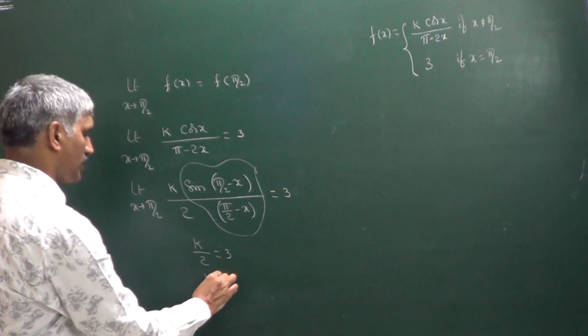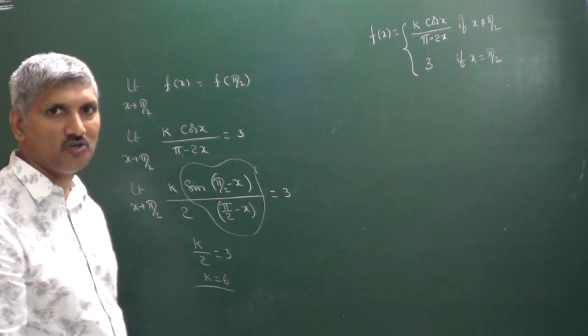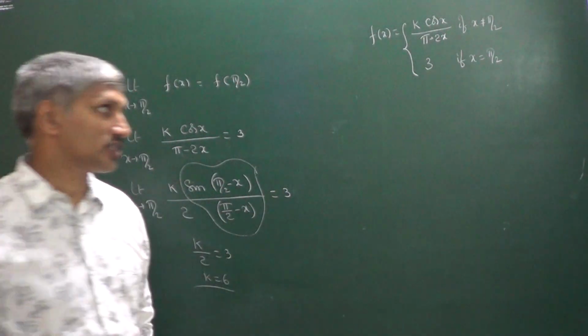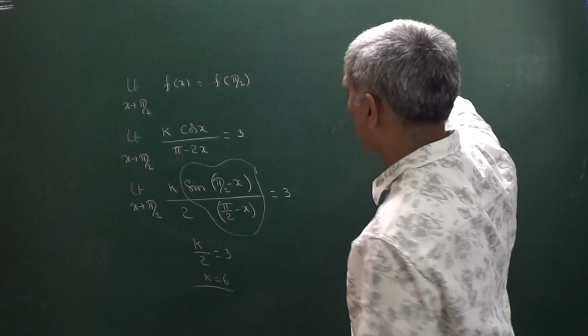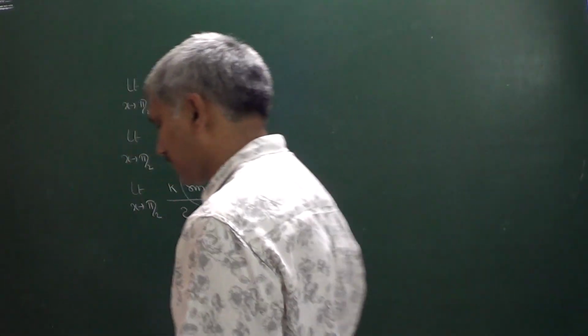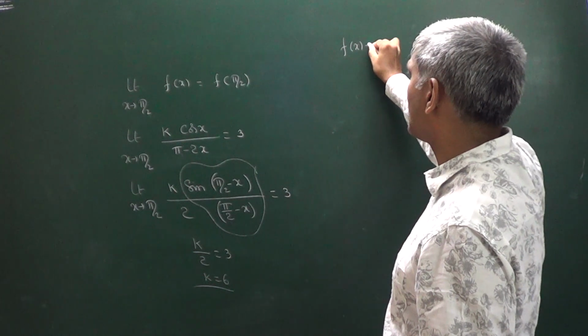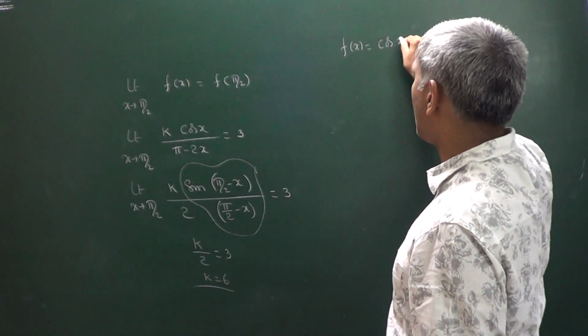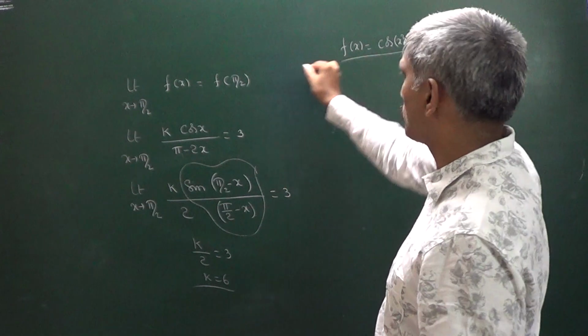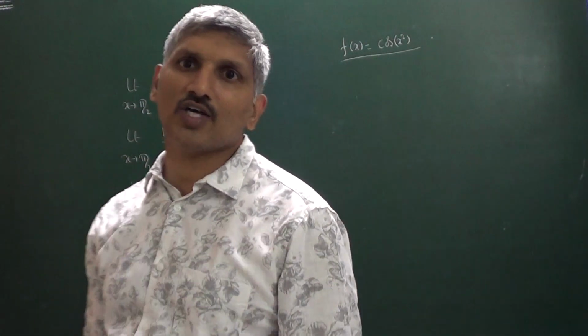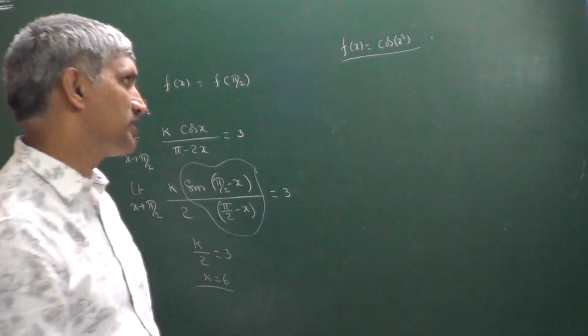That is the reason we are getting the value of k is equal to 6. So if the function is continuous at x is equal to pi by 2, we got the value of k is equal to 6. So this is another type of model based on composition of functions. He is asking to show f of x is equal to cos of x square is a continuous function.